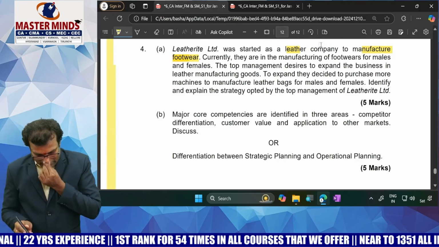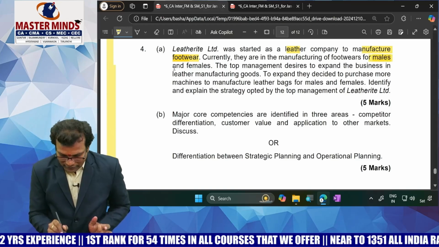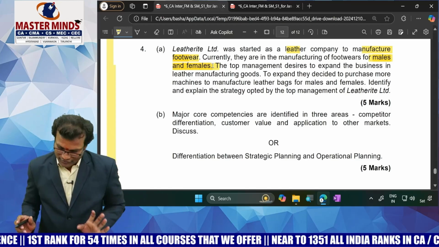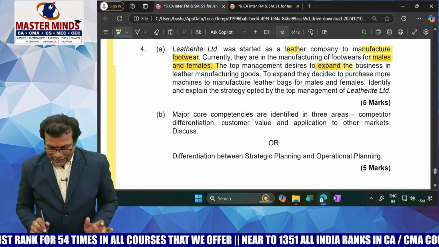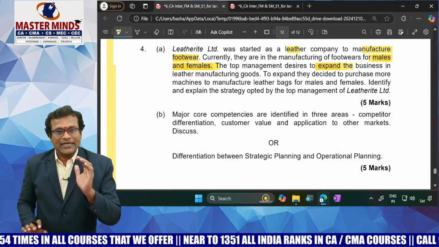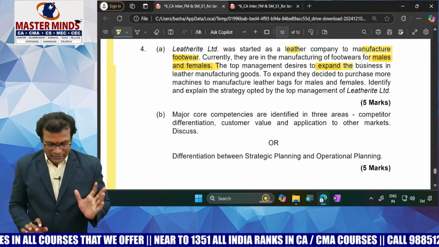Currently, they are in the manufacturing of footwear for both genders, males and females. The top management decides to expand the business. In leather manufacturing goods, they are trying to remain in the same industry. Same industry means the same raw material will be there, right?